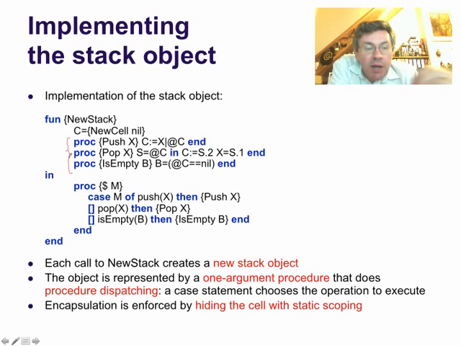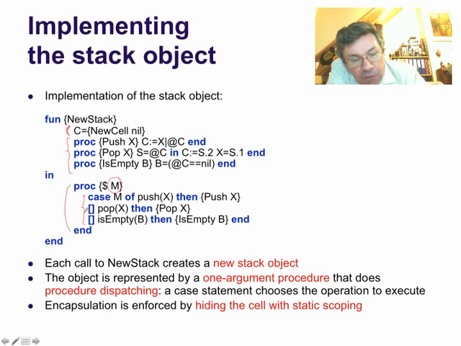We have the three operations, push, pop, and is empty. We have the state of the object, which is stored in a cell, and we have a one argument procedure which does dispatching. So given the operation, which is called the message, it uses a case statement to pick which operation, which procedure to call.